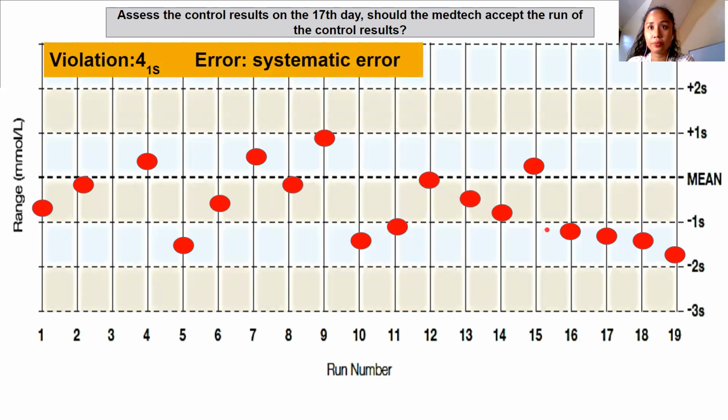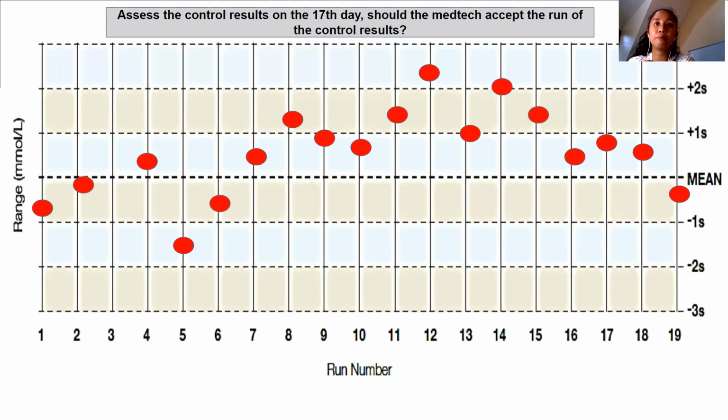Ito, 41S daw to. So, dito, class, pansinin niyo yung 17, yung mga katabi niya. Yung mga katabi niya, lahat within 1S. So, this is for 1S. So, may iba pa tayong for 1S dito. Wala naman. Itong 4 na to, they are staying beyond 1S on one side of the mean. So, for 1S, this is a systematic error. You are out of control. You have to search the source of the systematic error.